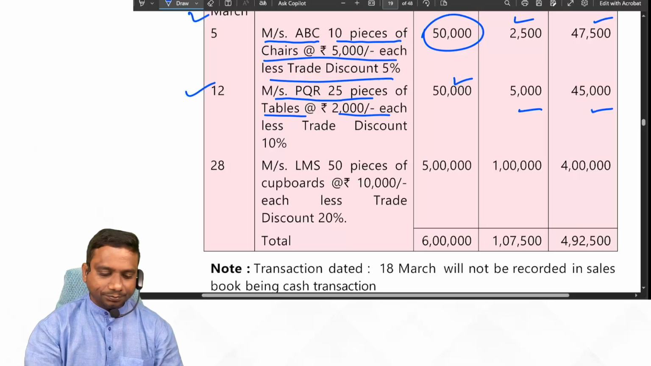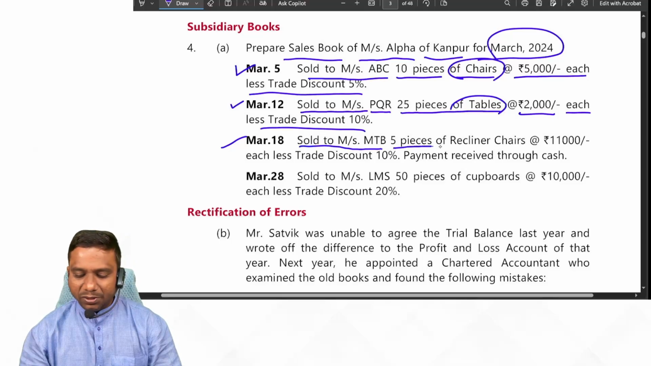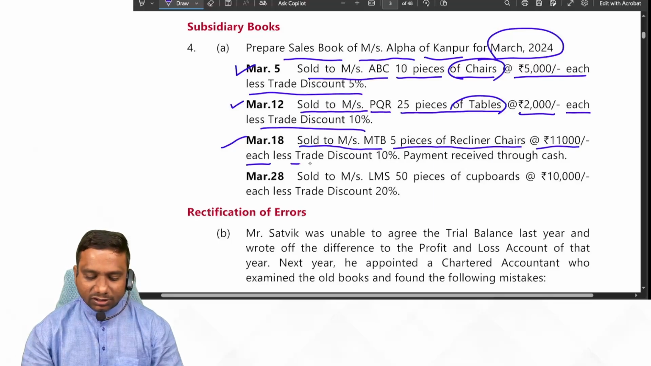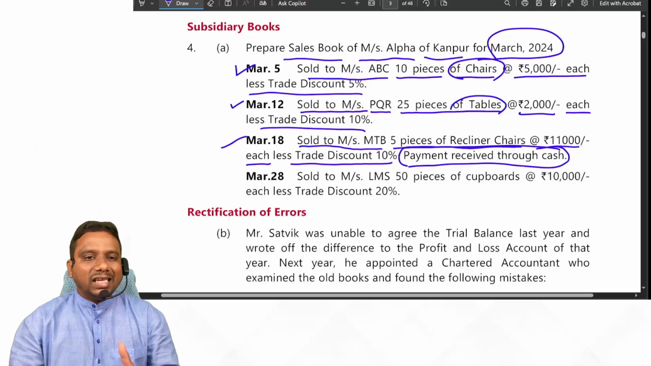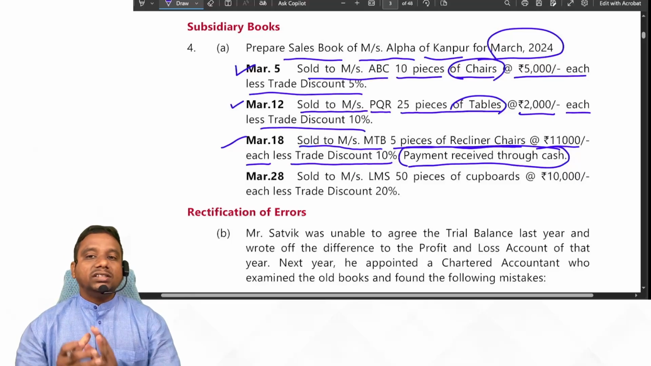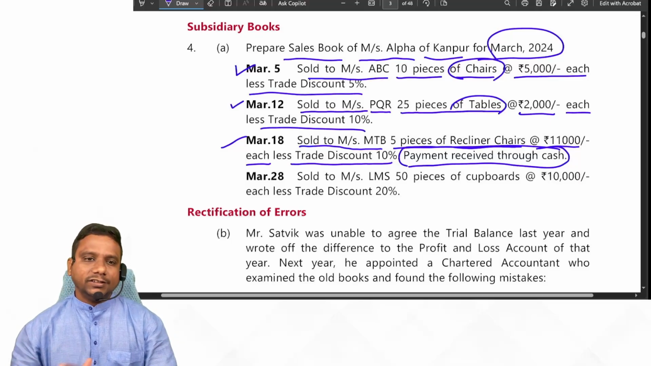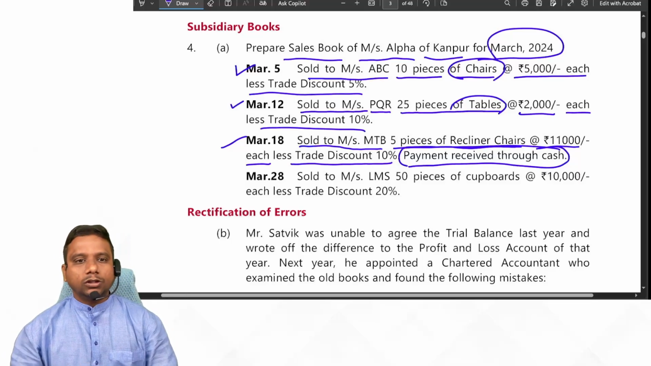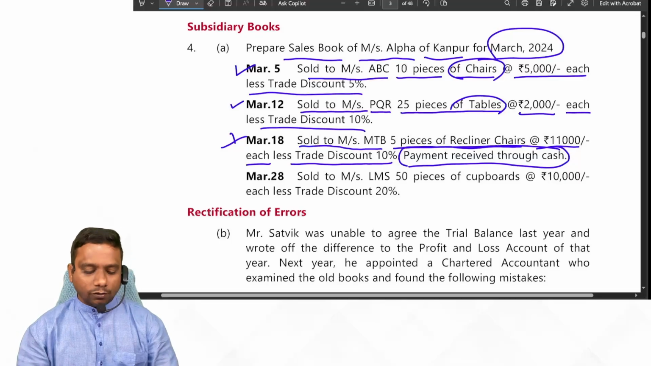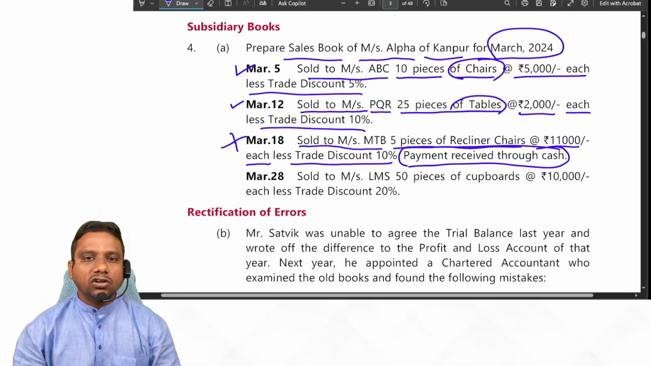Next one, March 18th. Sold to Messrs. MTB 5 pieces of recliner chairs. It is also part of furniture, at 11,000 each, less trade discount 10%. Payment received through cash. So immediately after sale of these recliner chairs, we received cash. You tell me, is it a credit transaction or a cash transaction? It is a cash transaction. So cash transactions are not entered into the sales book. Yes or no, students? So this transaction is ignored from the sales book, but it is recorded in the cash book.